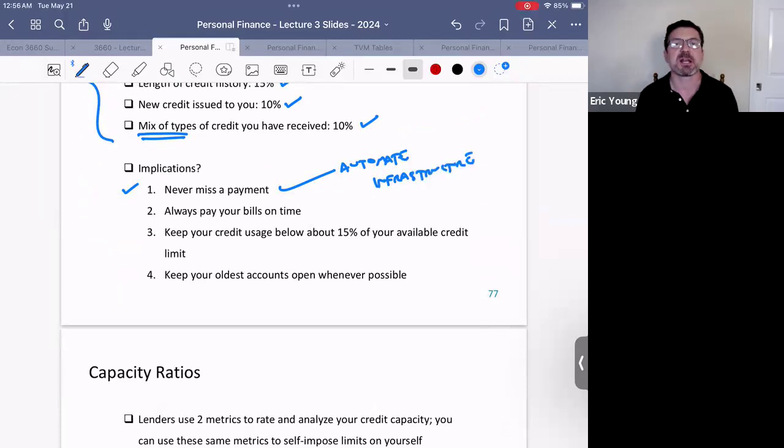If you can just set up auto pay, you'll never miss a payment and your score will be great. Always, not only do you not want to miss a payment, but you want to pay all your bills on time. Don't be late.